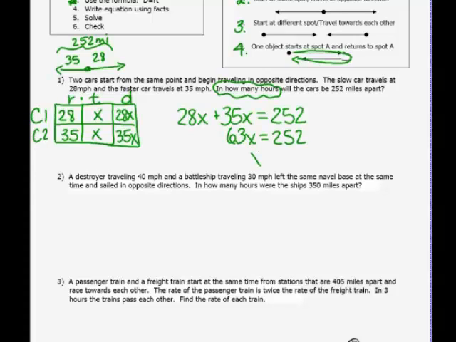So the distance traveled by car 1 is 28x. The distance traveled by car 2 is 35x. And then I want to know when that total distance, 28x, the distance car 1 traveled, plus the distance that car 2 traveled is equal to 252 miles. All right, so we're using this last piece of information in order to set up our equation. So I would get 63x equals 252, and x equals 4.